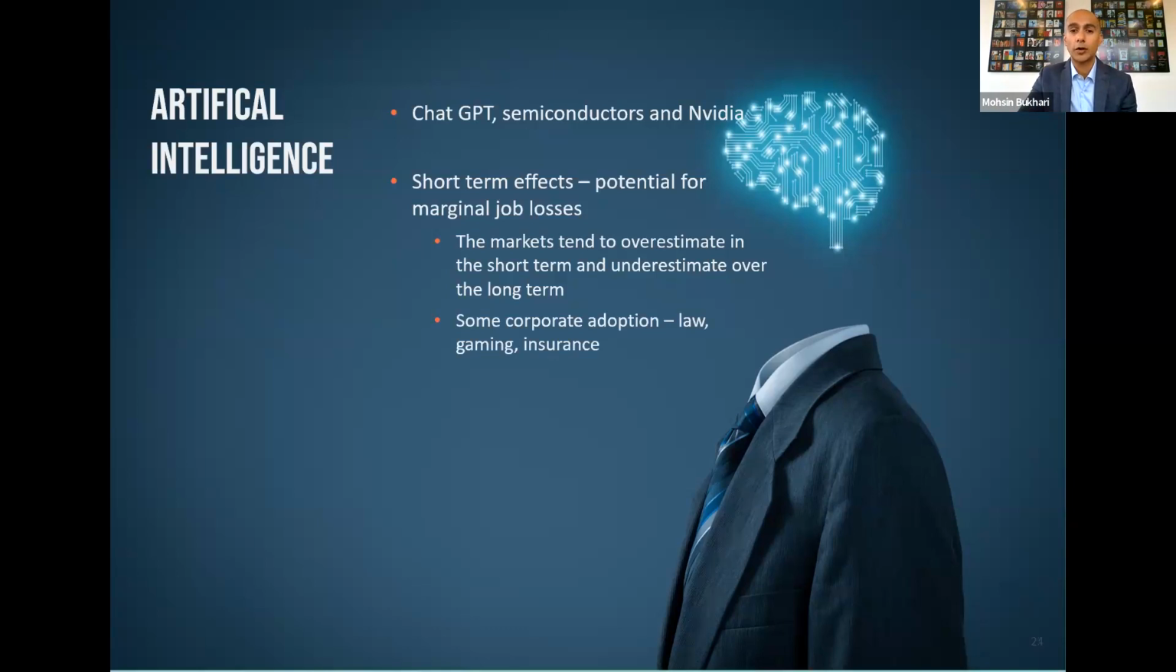We have seen some corporate adoption, particularly in the law, gaming, and insurance sectors, as well as others. Within law, I believe they're using artificial intelligence, I think it is ChatGPT, to develop first drafts of legal documents. In the gaming industry, they're using it to develop coding or to program software. And there are other use cases at the moment. So there is adoption going on, but it's not very broad-based yet.